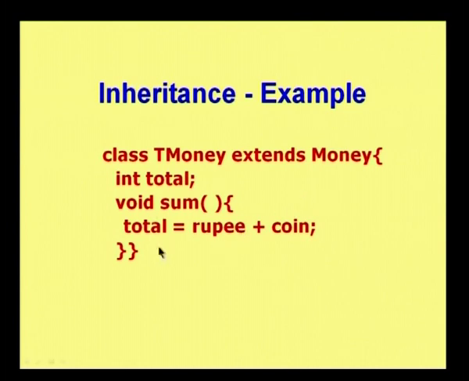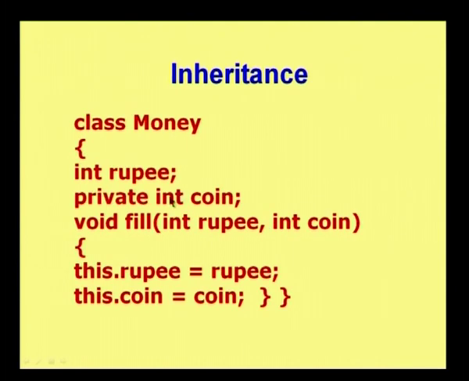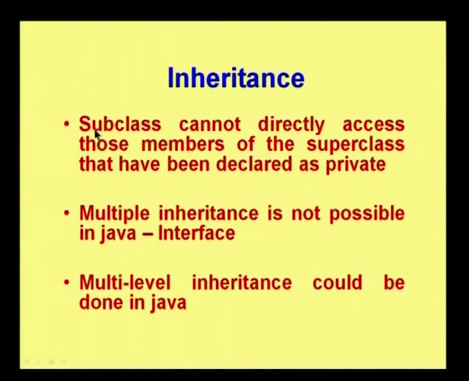Then this sum method could not be executed. Whenever you compile it, the visibility will not be available for accessing your coin variable, whereas your rupee variable could very well be accessed. That is what we have seen here. A subclass cannot directly access those members of the superclass that have been declared as private. So, then we have to introduce some method which could access that particular variable.